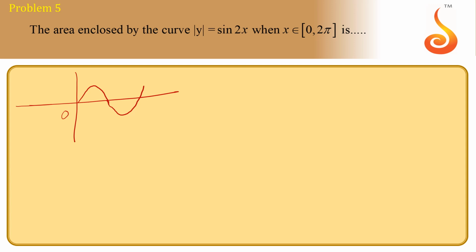So this is pi by 2. This is pi. 3 pi by 2. So this is 2 pi. So this is the graph of sine 2x.